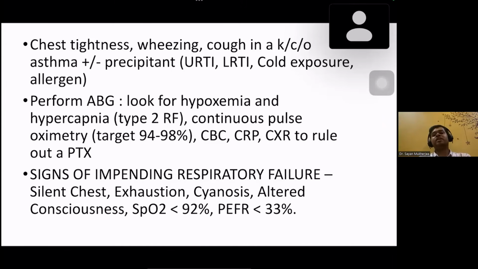And apart from that, do a chest X-ray because pneumothorax can also have a similar presentation. And then go for all the routine investigations that you want to send. Do a CRP, do a CBC, LFT, RFT. But remember, ABG and the chest X-ray are important.